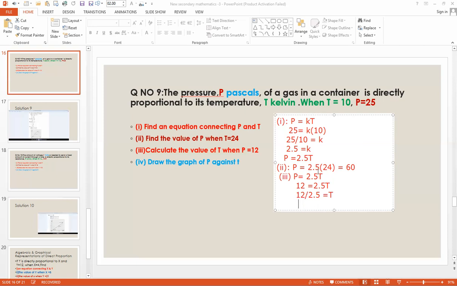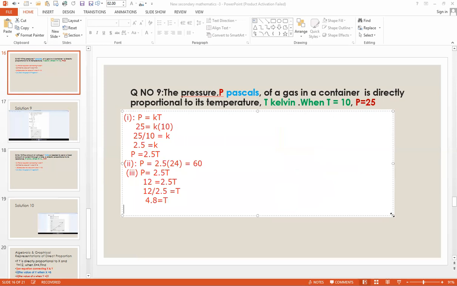Okay, 12 divided by 2.5, and that is 4.8. So 4.8 is equal to this t. That is the third part. Now we move toward the fourth part. But before moving to the fourth part, first I have to move this toward this side. I will tell you why I have to move it to this side. I have to move this toward this side.